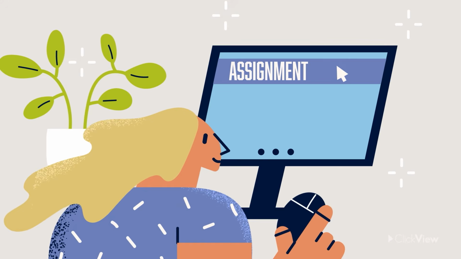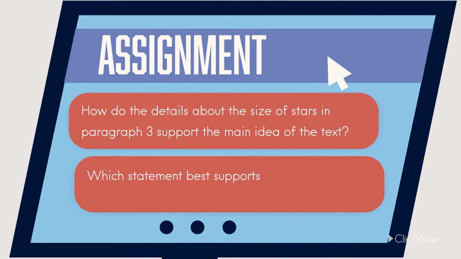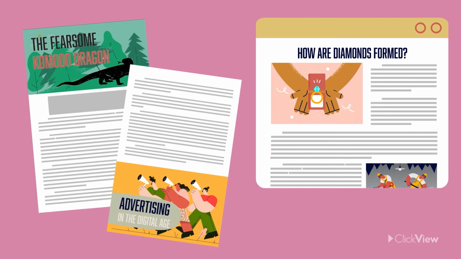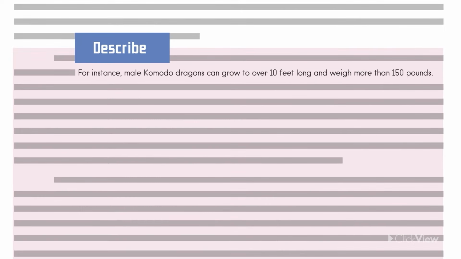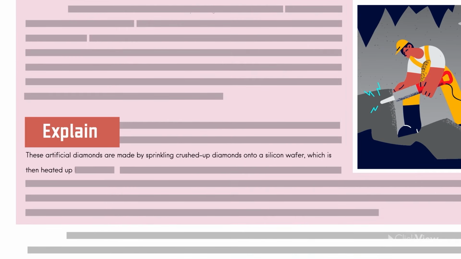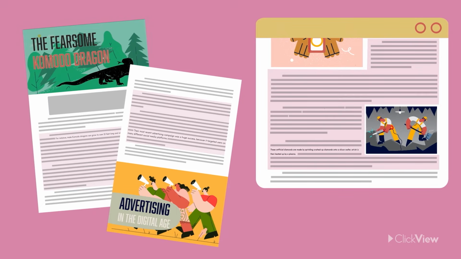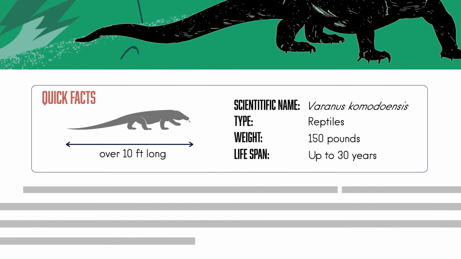In a test or assignment, you might be asked to identify details such as evidence, facts, and examples that support the main idea. In an informational text, these supporting details are found in the body paragraphs. They help to describe, explain, or evaluate the topic. They might also be in the form of graphs, diagrams, and illustrations.